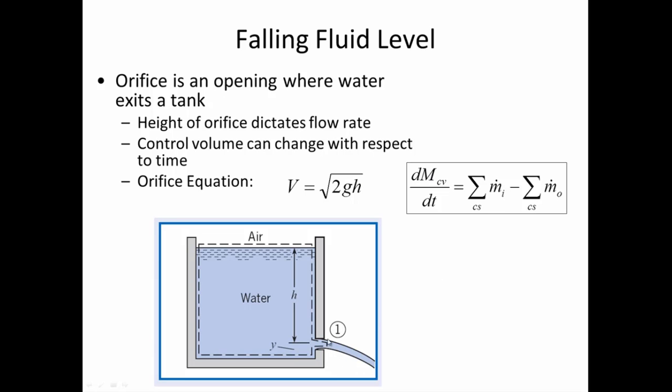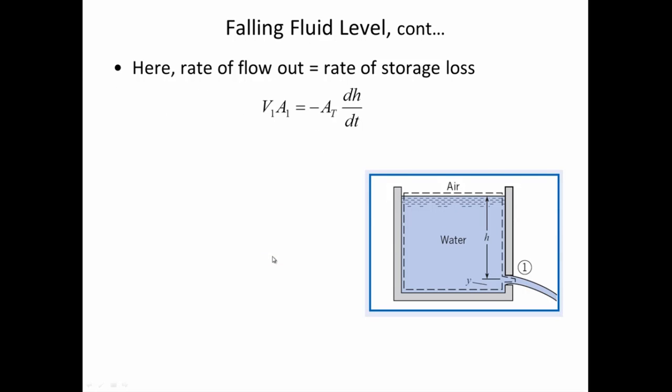The control surfaces are those boundaries of the control volume that liquids either enter or exit. And here, as depicted, there's no flow in, there's only flow out. And so we can find an equation that will relate how long it takes for a tank to empty if we consider the change in water elevation over time. So here in the equation, what that's saying is that V1A1, so that's the flow rate out from the tank, is equal to the rate of loss inside of the control volume.